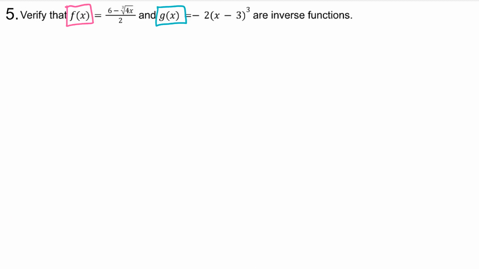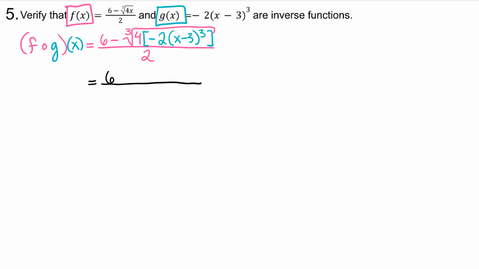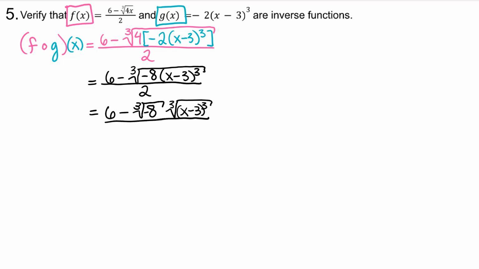Let's do that same process. Because we have a product of 4, negative 2, and this quantity x minus 3 cubed, we can multiply the 4 and the negative 2 in front. Now I have the cube root of the product of negative 8 and x minus 3 quantity cubed. I'm going to use the property of roots that allows me to separate this cube root into a product of the cube root of its 2 factors. Cube root negative 8 and cube root x minus 3 quantity cubed.